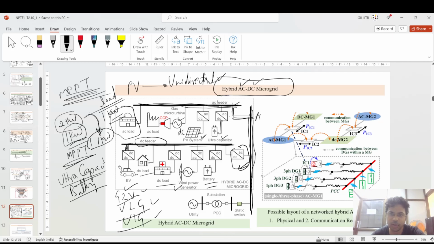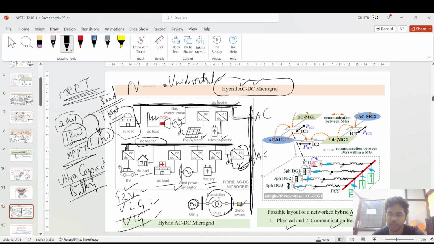Okay, an AC feeder can directly connect to this AC bus bar because it is actually AC, but for connecting through the DC feeder to this AC mains, you have to convert from DC to AC. Then you have a switch at the point of common coupling between the utility and this microgrid and the substation. Okay, so this is the basic main architecture of this hybrid AC-DC microgrid.